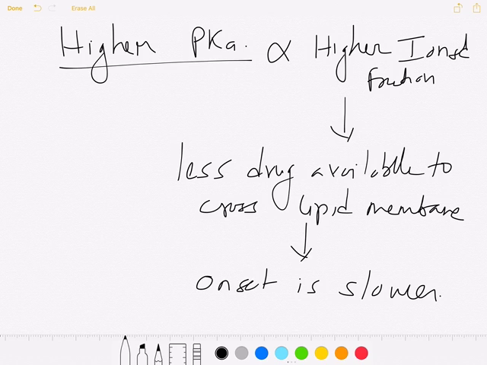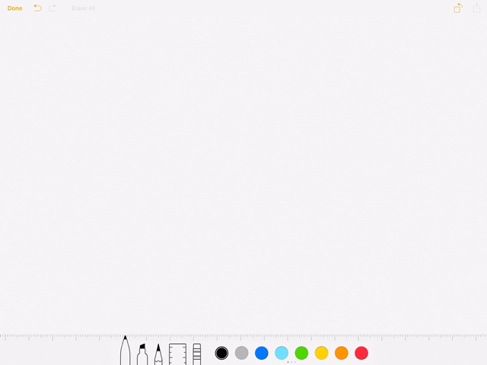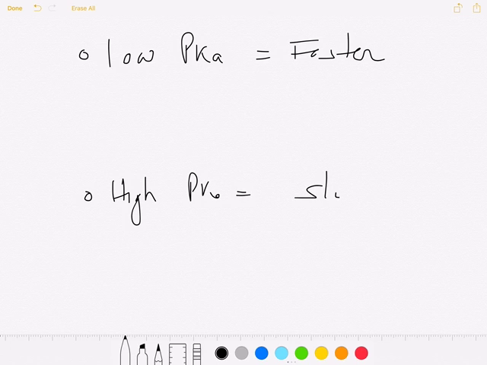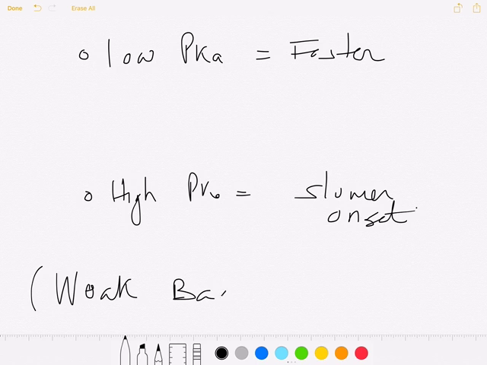So lower pKa, faster onset of action. Take-home message: if you understand nothing of this, just these two things. Low pKa, faster onset of action. High pKa, slower onset of action. Make sense? That's only for local anesthetics because they are weak bases.